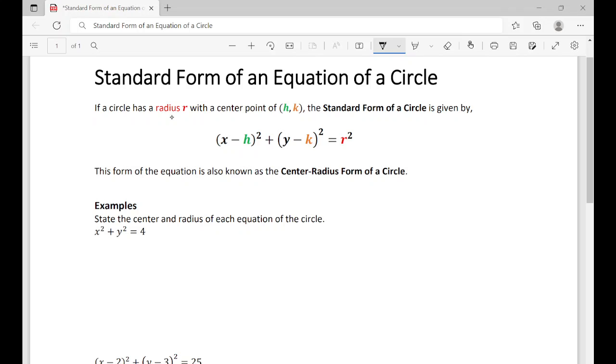If a circle has radius r with a center point of h and k, the standard form of the circle is given by (x − h)² + (y − k)² = r². Again, h and k are your center and r is your radius. This form of the equation is also known as the center radius form of a circle. It goes by both names, but they're still the exact same thing.